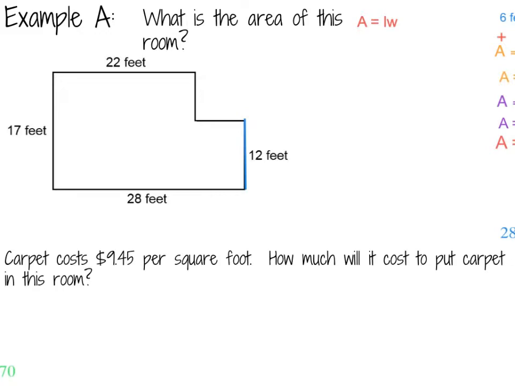So let's take a look at example A. Example A says, what is the area of this room? So taking a look at a room, it's obviously not going to be perfect squares. Most rooms are not. This is made up of what looks like to be more than one figure.